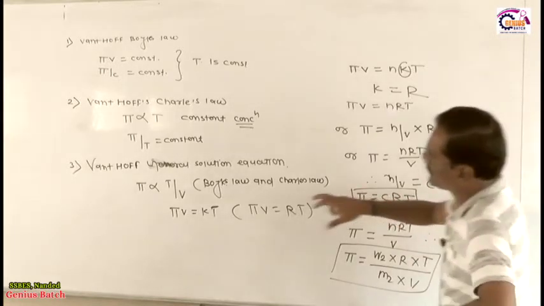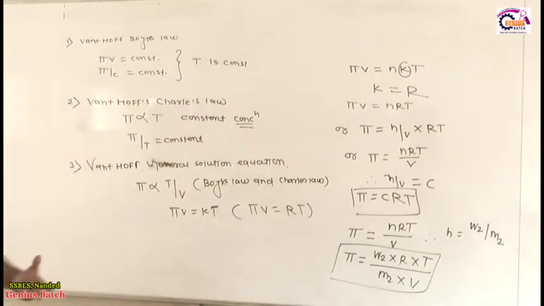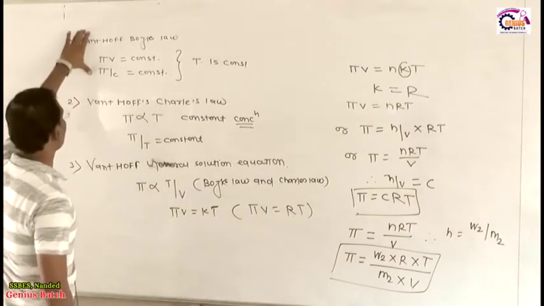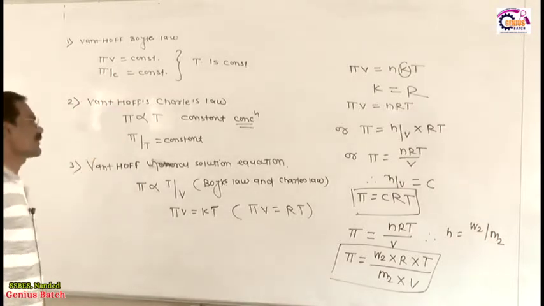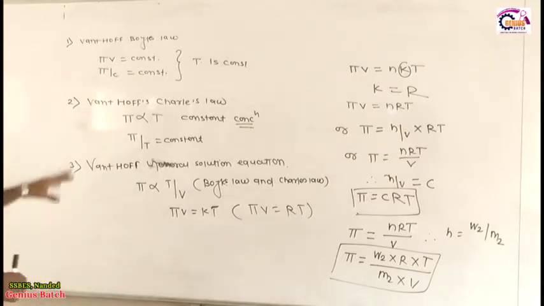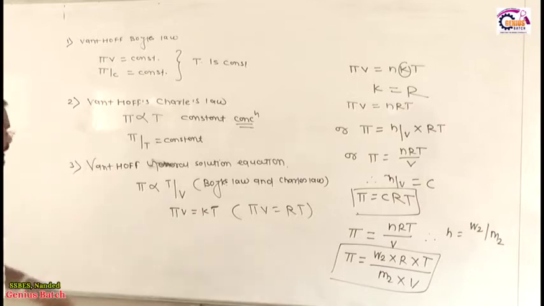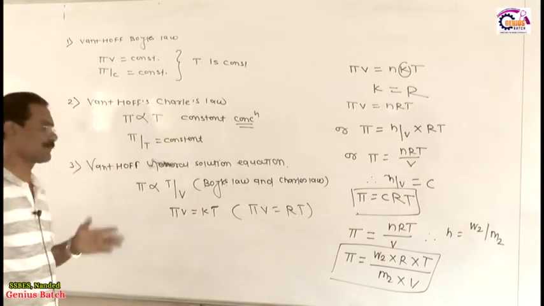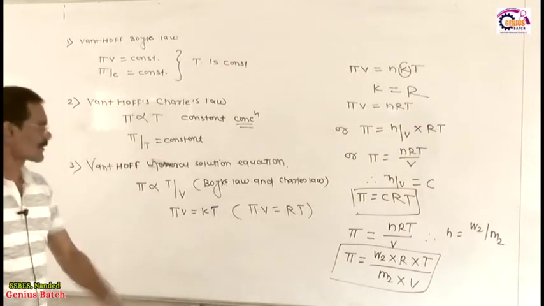So dear friends, this is called the van't Hoff general solution equation, or the van't Hoff general gas equation. In the first case we completed van't Hoff-Boyle's law, in the second case van't Hoff-Charles law, and in the third case the van't Hoff general solution equation. According to van't Hoff-Boyle's law, π is directly proportional to C, or π is inversely proportional to V. According to van't Hoff-Charles law, at constant concentration, osmotic pressure is directly proportional to temperature. After combining Boyle's law and Charles law, it gives the van't Hoff general solution equation.